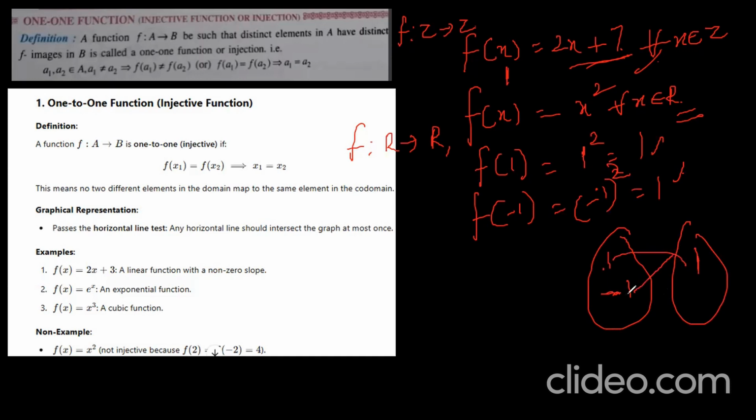Right? For both elements of A, it is showing the same image. If it shows the same image, it is not one to one, right? It's not 1 to 1 because f of 1 and f of minus 1 both give the same value. It's not a 1 to 1 function. Got it? Very good. Let us observe the next one.